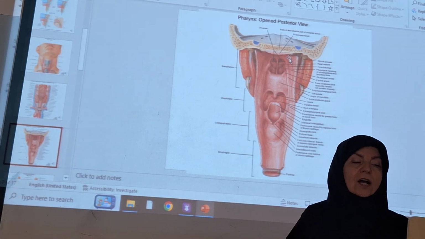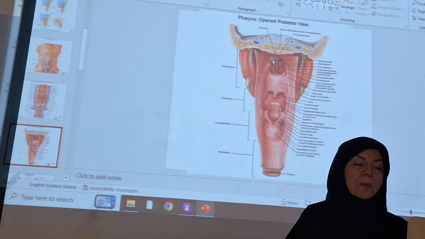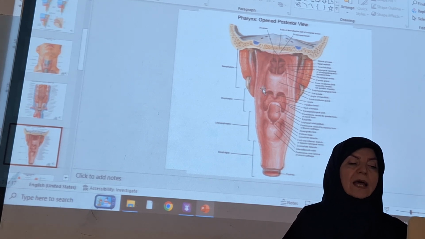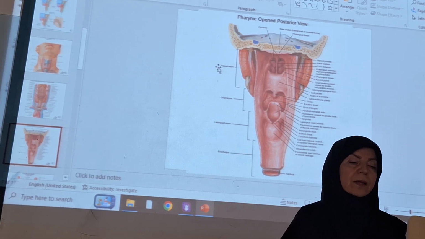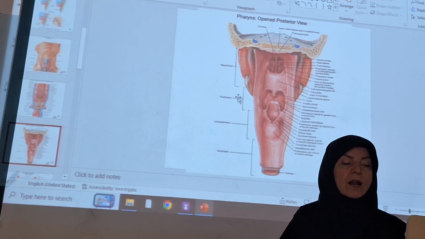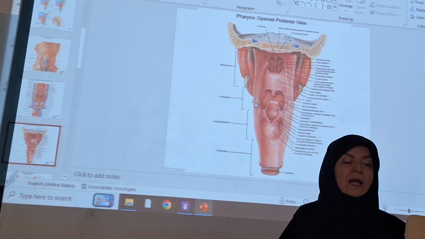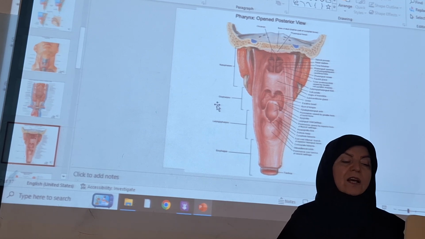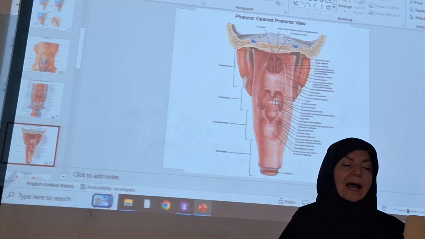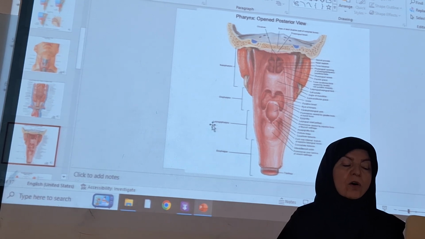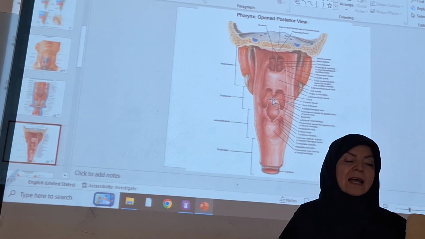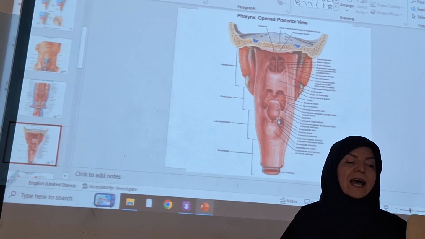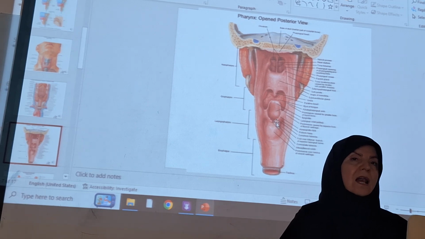The pharynx consists of three portions. The superior portion is posterior to the choana, posterior to the nasal cavity. This part we call the nasopharynx. The middle portion of the pharynx is exactly posterior to the oral cavity. We call it the oropharynx. And inferior to the oropharynx, we are going to show you the laryngopharynx. Laryngopharynx is a small portion of the pharynx, exactly posterior to the larynx.